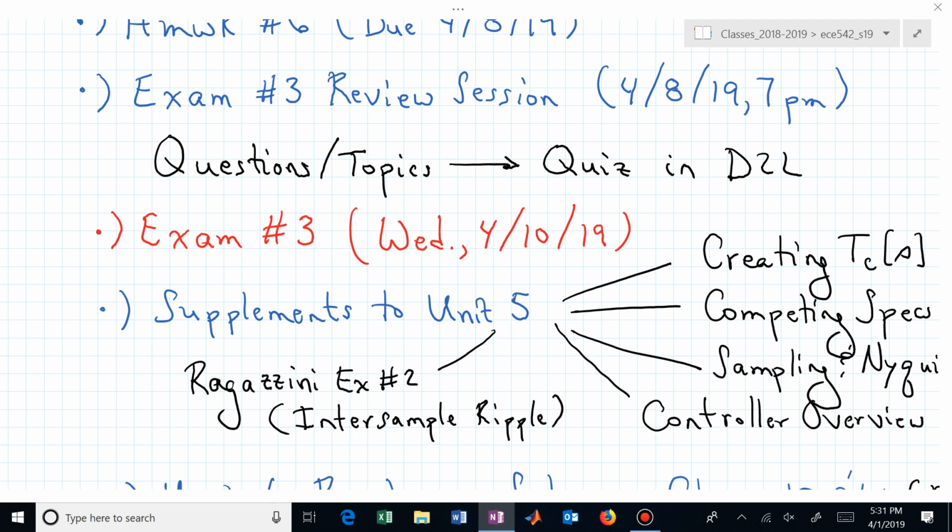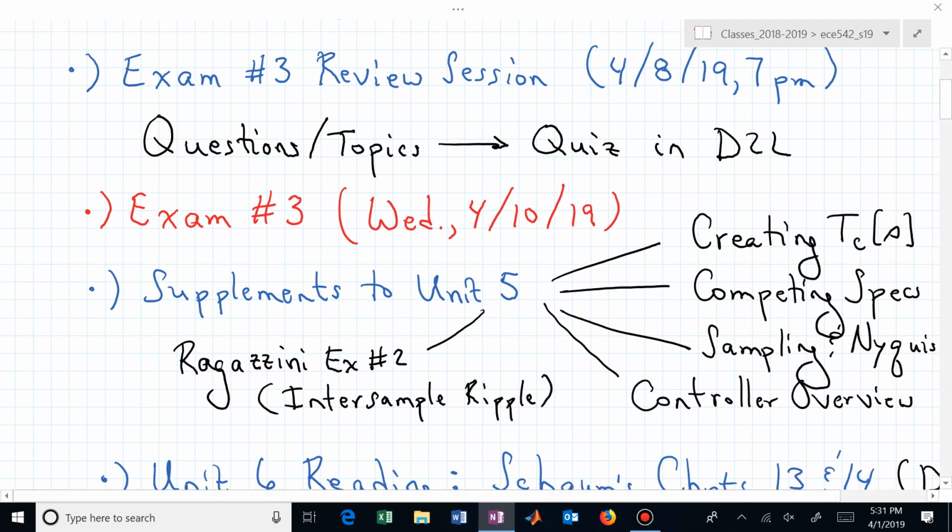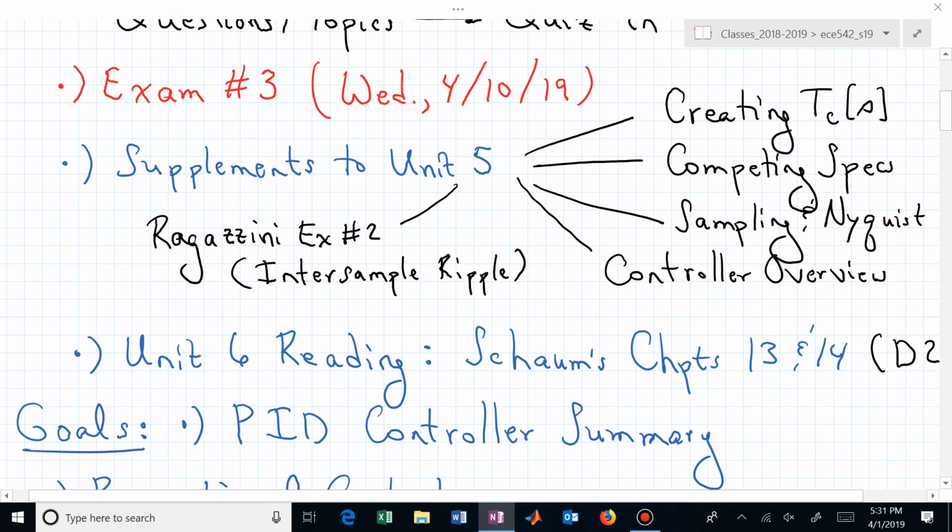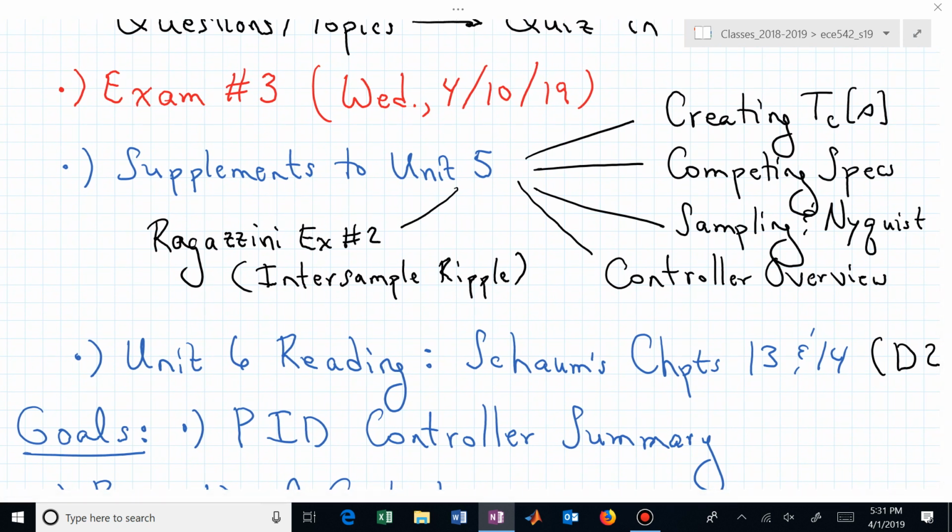If you haven't been looking on D2L routinely, there are some supplements to Unit 5, and there will probably be supplements to Unit 6. We want to stay healthy, so we're taking our supplements. We have a lot of different supplements on Unit 5. Creating T sub C. These should have helped, I hope, in homework number 5.